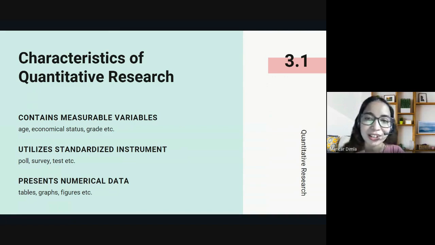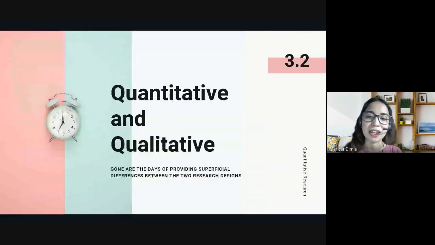Okay? Alright. So, to better understand further the characteristics of a quantitative research, let's have the comparison between quantitative and qualitative research. Gone are the days of providing superficial differences between the two research designs. By the way, the two research designs are the quantitative and the qualitative. No more and no less.